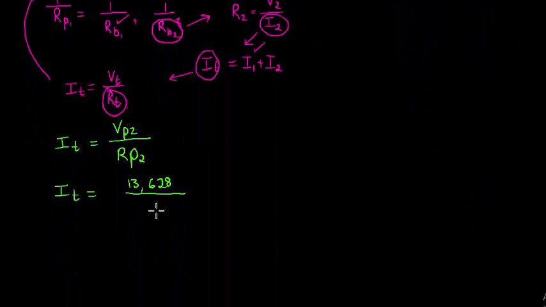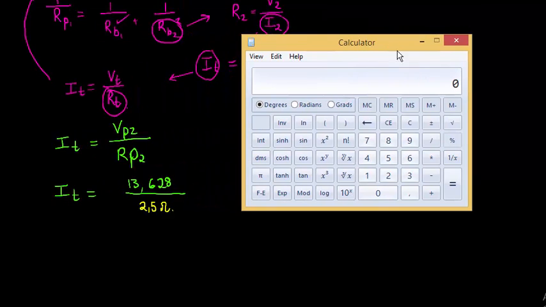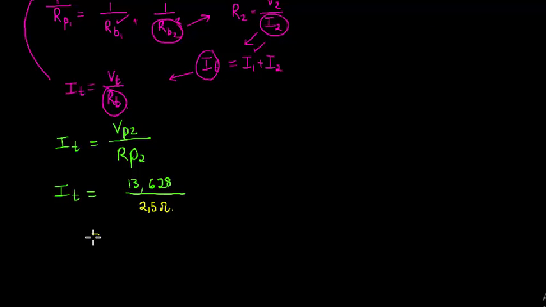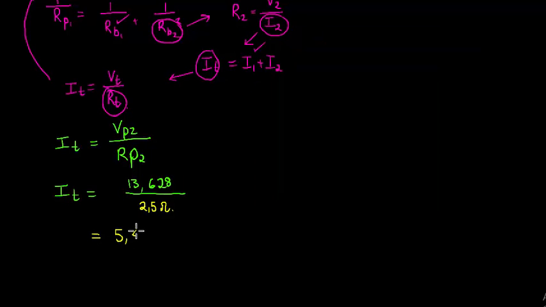Okay, so we'll put that in here, 2.5 ohm. And now I'm going to use my calculator for this calculation, and I get 13.628 divided by 2.5 gives me a total current of, what was that, 5.4512 amperes.